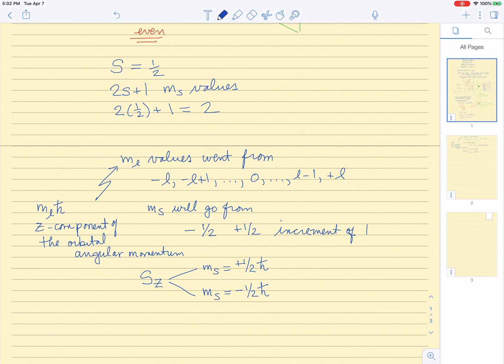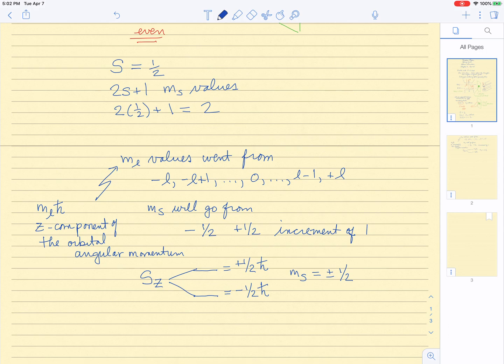So s sub z could be equal to plus 1/2 h bar or negative 1/2 h bar, where m sub s was equal to plus or minus 1/2. Okay, good. Please make note of that.